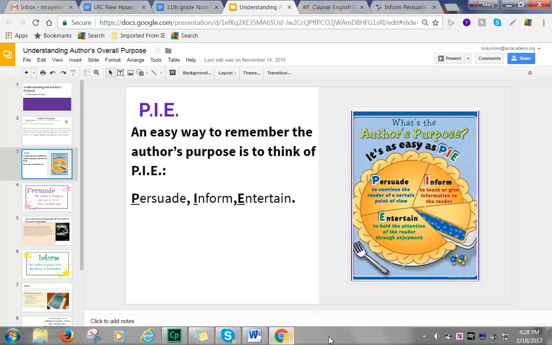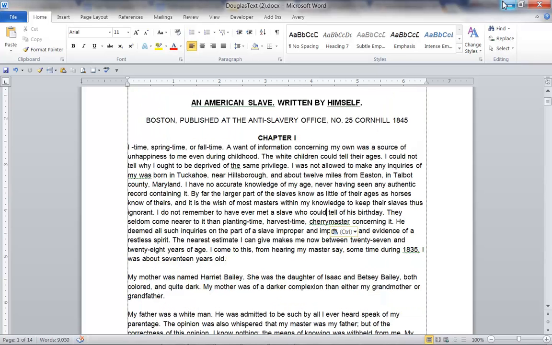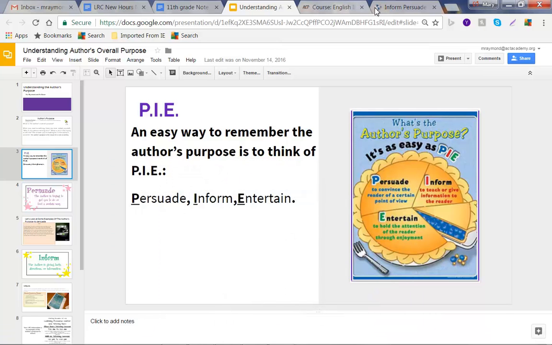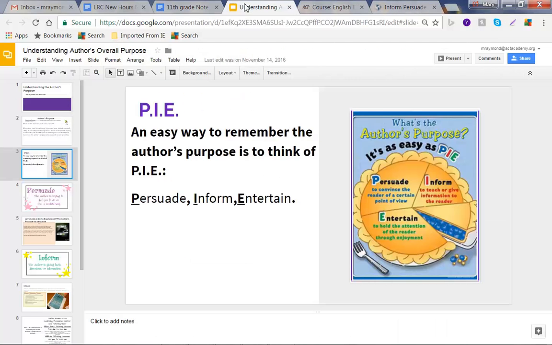In this piece of literary work by Frederick Douglass, he is trying to persuade you, the reader, that slavery, an awful institution, should be abolished. What does abolished mean? It means to do away with. So again, we're going to look into his writing and pull some information to support that in these boxes. I'm going to help you.